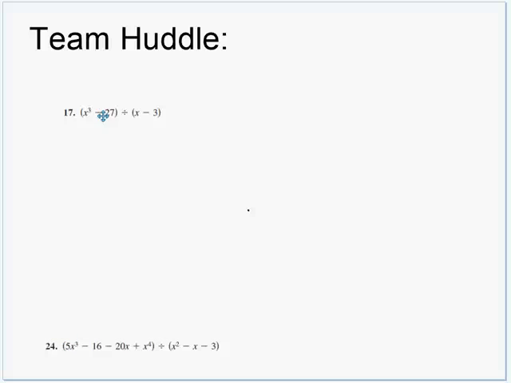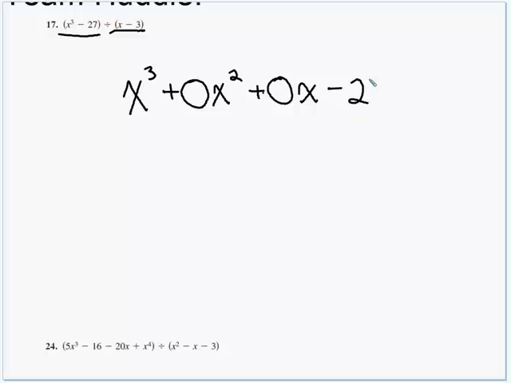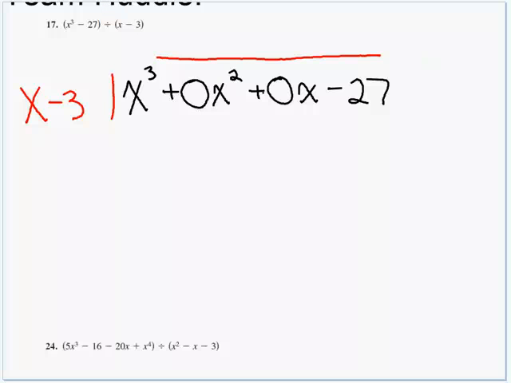All right, let's get this stuff out of the way here a little bit and get ready to do the first problem. We're dividing x minus 3 into x cubed minus 27. So we are going to need some placeholders. We got our x cubed. We got 0x squareds. We got 0x to the first powers. And then we got our minus 27, bringing up the rear there. And we're going to divide into that x minus 3. And away we go.